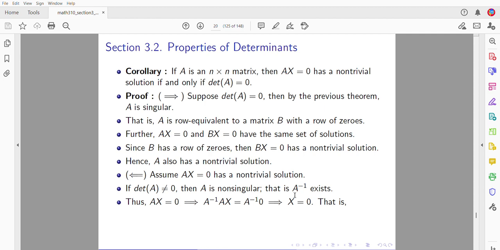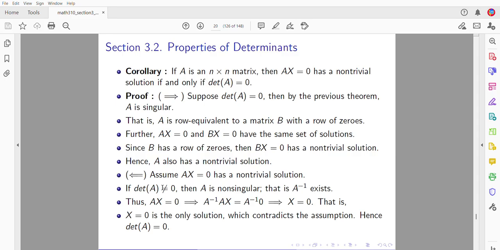On the right hand side, A inverse times 0. Any matrix times 0 matrix is 0. That is, x has to be 0. In other words, x equals 0 is the only solution, which contradicts the assumption. Remember, our assumption is that there is some non-trivial solution. Non-trivial means something non-zero. We are saying x equals 0 is the only solution, which is a contradiction. So, where did we go wrong? We said Ax equals 0 has a non-trivial solution and assumed determinant non-zero. So, that's a contradiction. Therefore, determinant has to be 0.